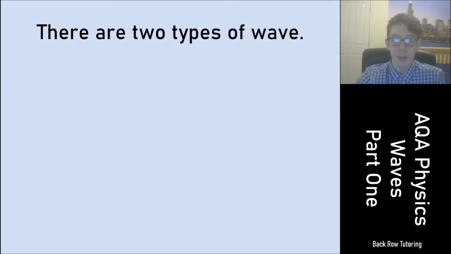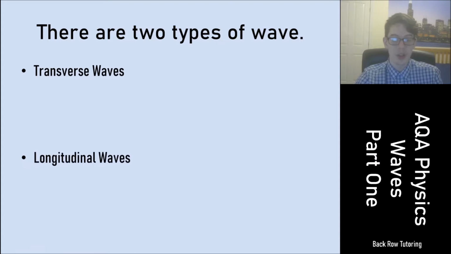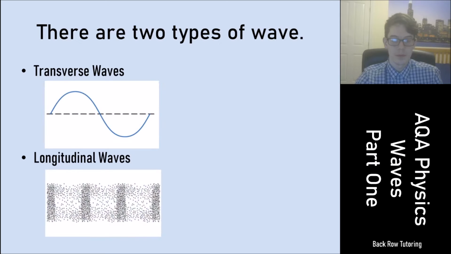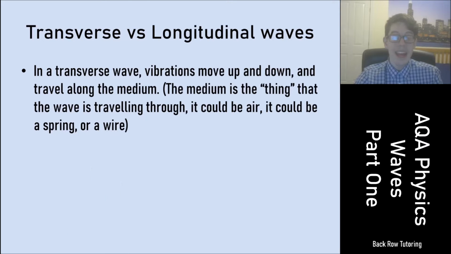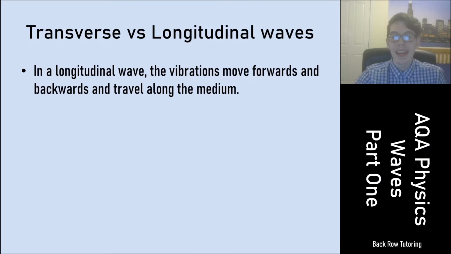There are two types of wave that you need to know. There are transverse waves and there are longitudinal waves. In a transverse wave, vibrations move up and down and travel along the medium. The medium is just the thing that the wave is travelling through. It could be air, it could be a spring, or it could be a wire. In a longitudinal wave, the vibrations move forwards and backwards and travel along the medium.